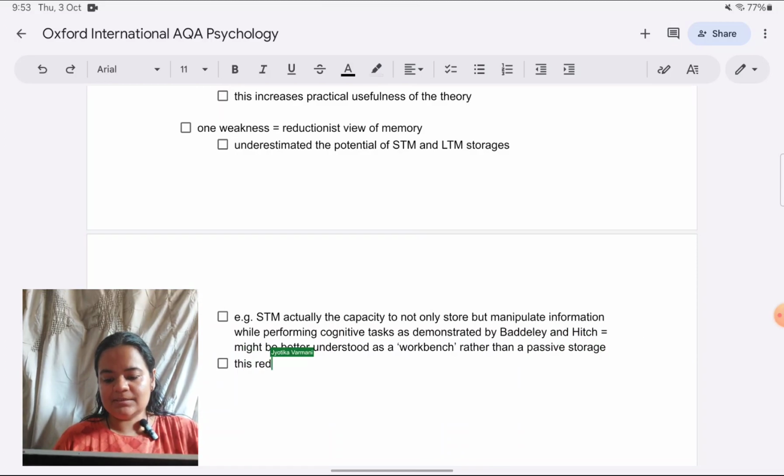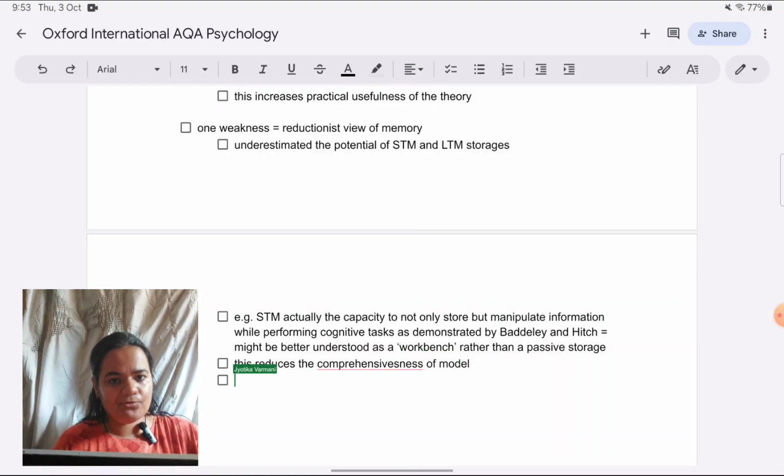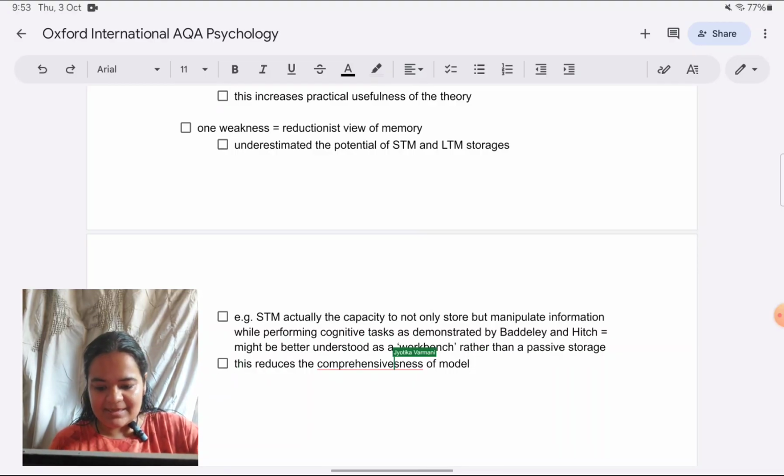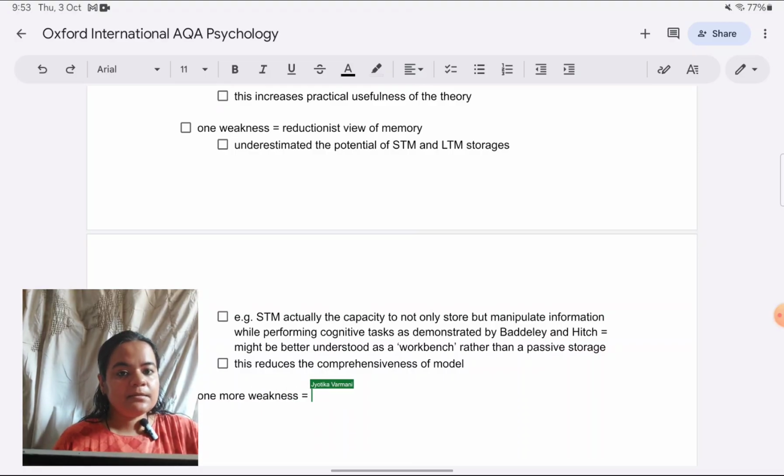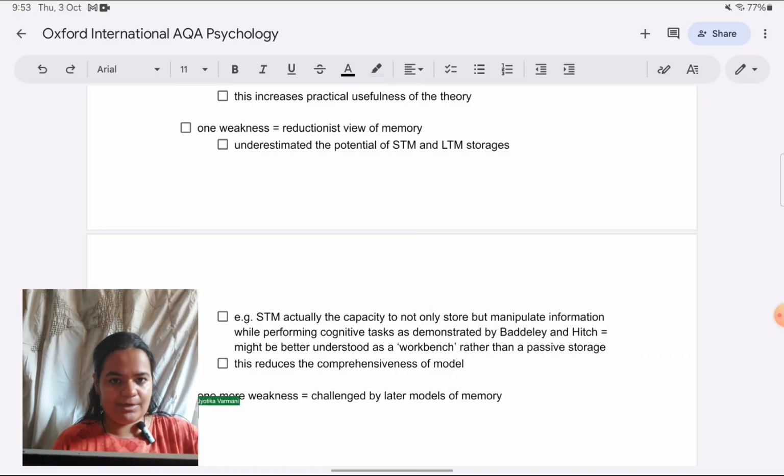So this reduces the comprehensiveness of the model, or it makes it limited, or you can even say it's only a partial account of memory. And one more weakness is that it has been challenged. It's maybe not a very accurate model of memory, so it has been challenged by later models of memory. As we know, this is a classic one, so models which have followed it have challenged it. There are many possibilities of models which you can give. I feel LOP is the best model we can give to show how it has been challenged.